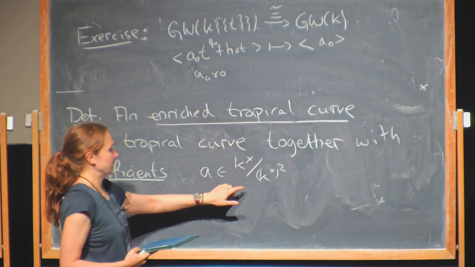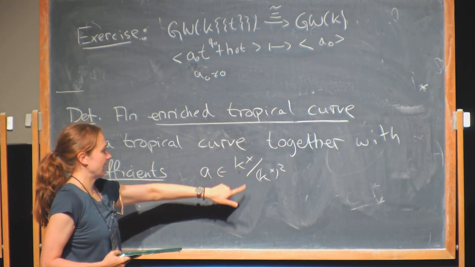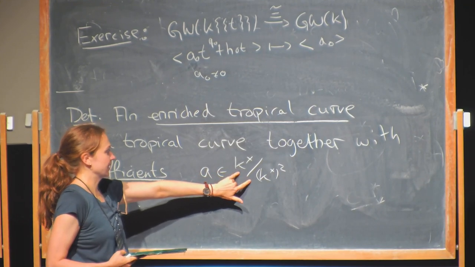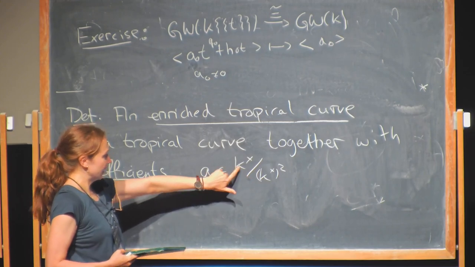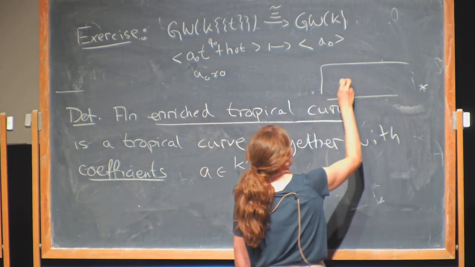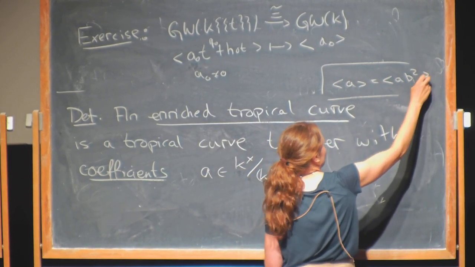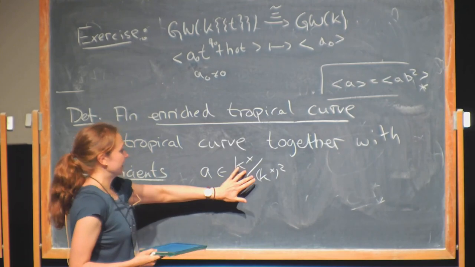By this I mean I define an equivalence relation on the set of units of k, and I say two elements are equivalent if they differ by a square. Recall maybe that in the Grothendieck-Witt ring we had the relation that a is equal to a b squared. So we could also just take these as the generators.